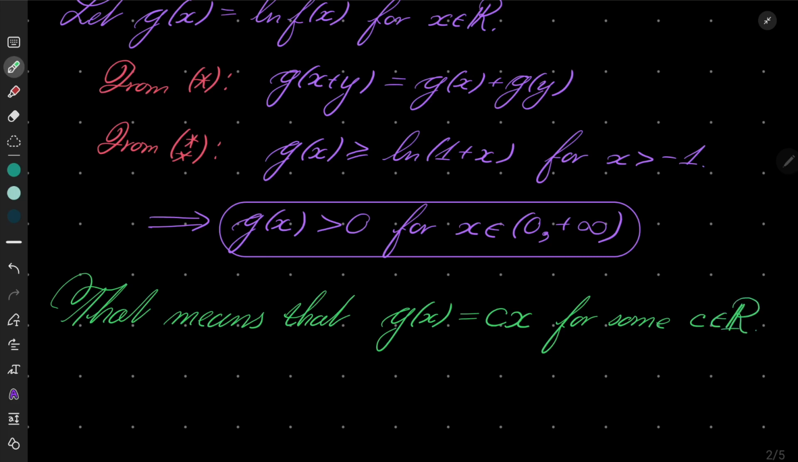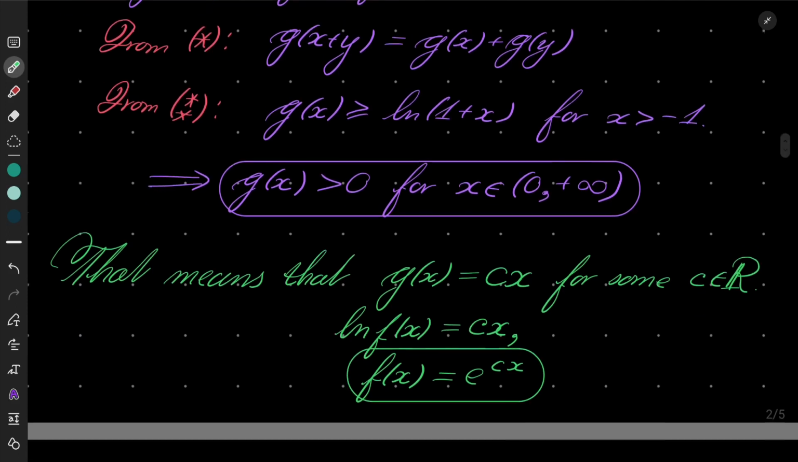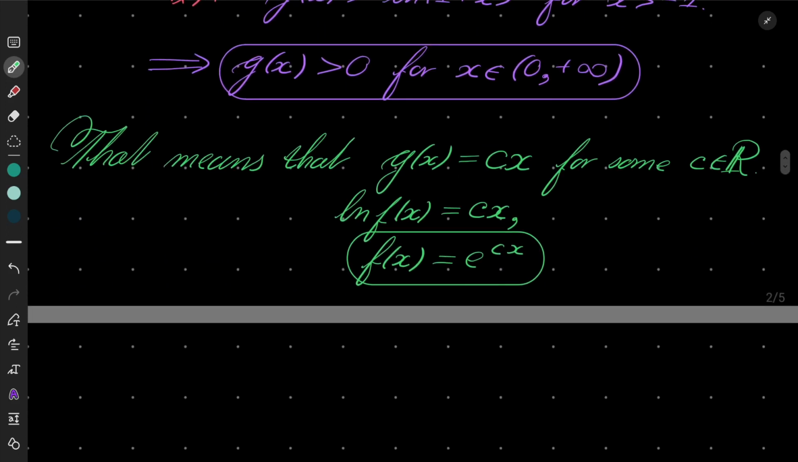constant c. And let's go back because g of x was natural log of f of x. So natural log of f of x equals c times x. And taking exponential function, that means that our function must be of the following form: e to the power some constant times x. So now we know very much about our function. Our condition 1 asterisk is satisfied.